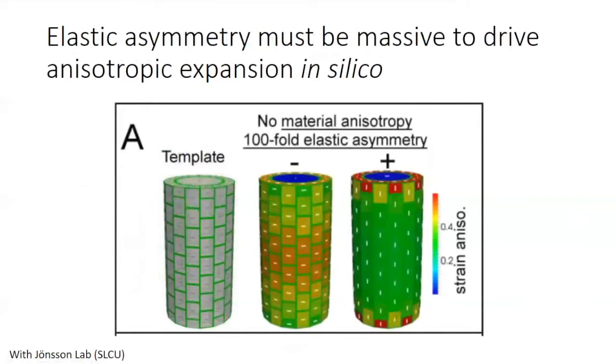So what happens, we measured about a twofold difference between the transverse and axial walls in elasticity. If we add that in, the thing just balloons. So that twofold difference in elasticity is not enough. And maybe we're not getting the true measurement, who knows? But if you pump it up to a 100-fold difference, it is enough to give you anisotropy.